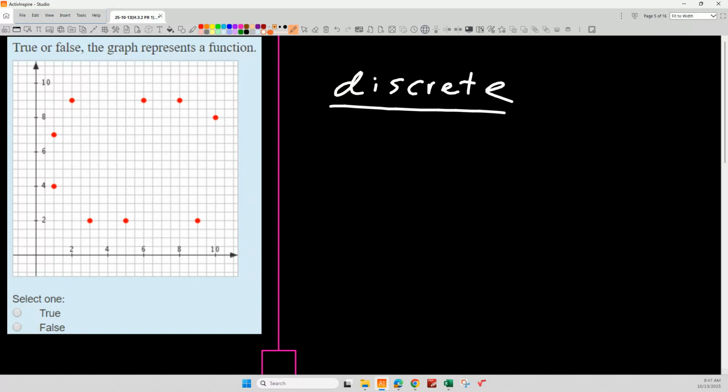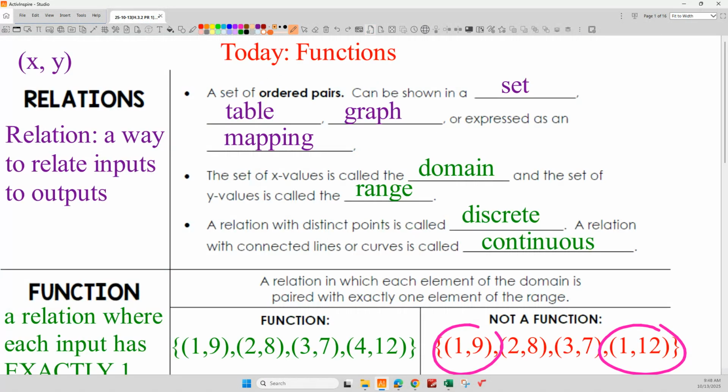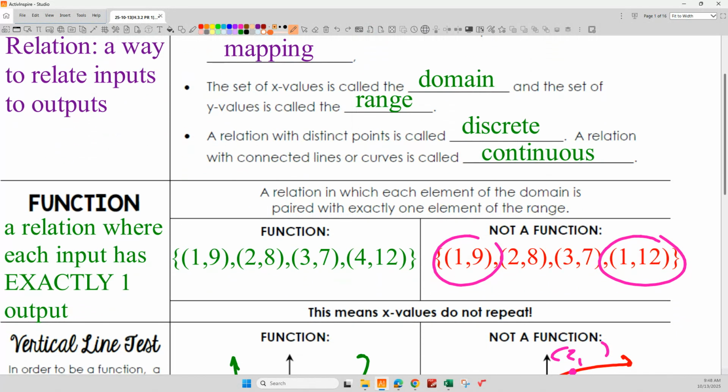What do you think? You see anything up here that if I graphed it might look like that graph? What do you think?